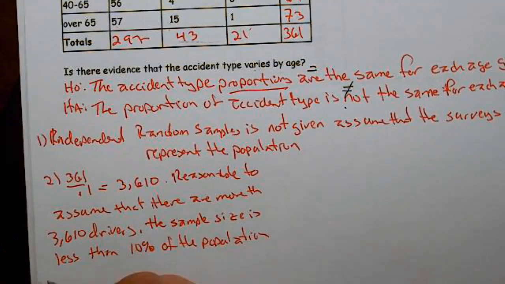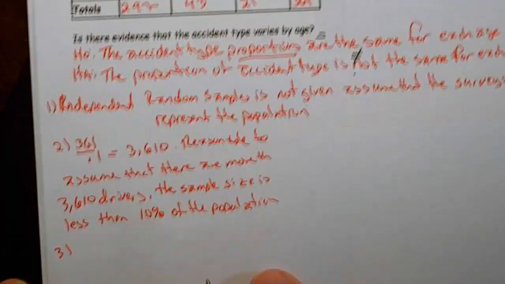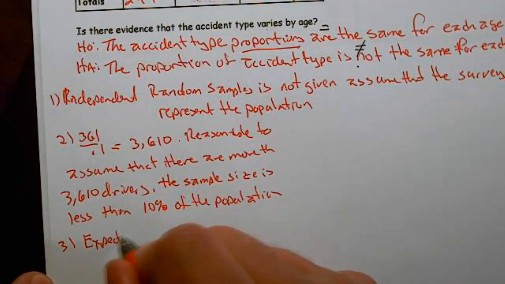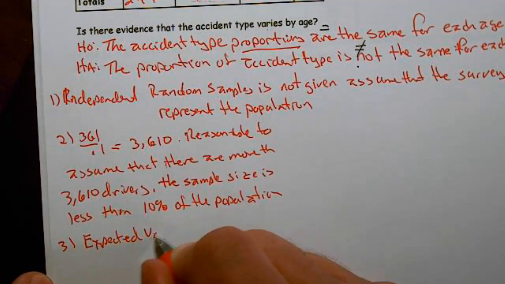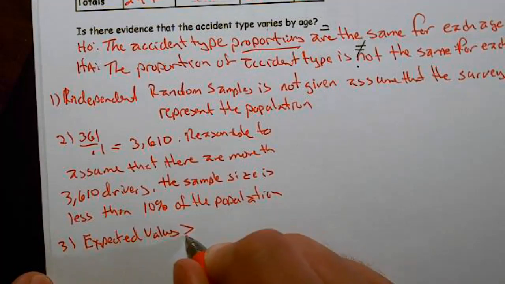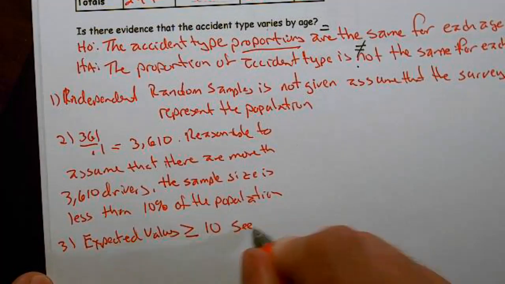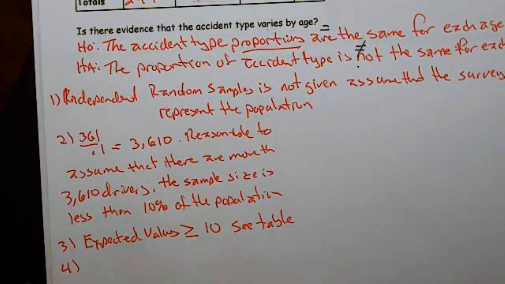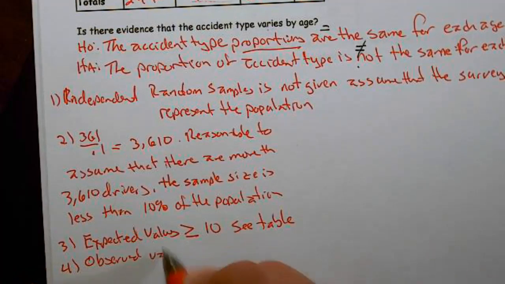The next thing, the expected values. Expected values greater than or equal to 10, see table. And we'll take care of that in just a moment. And the last one, observed values are counted data.